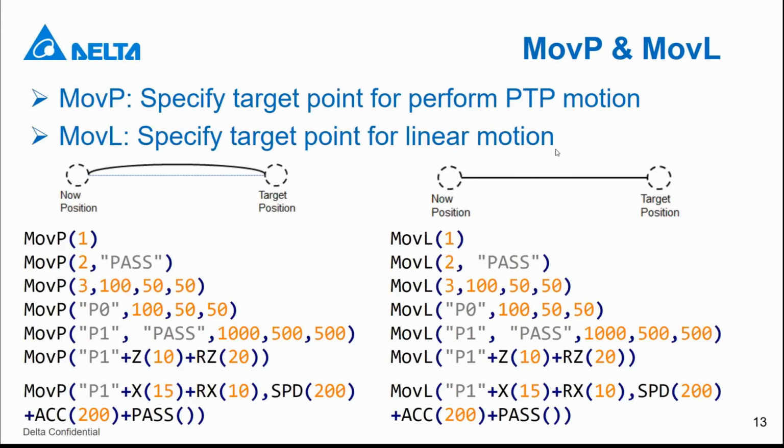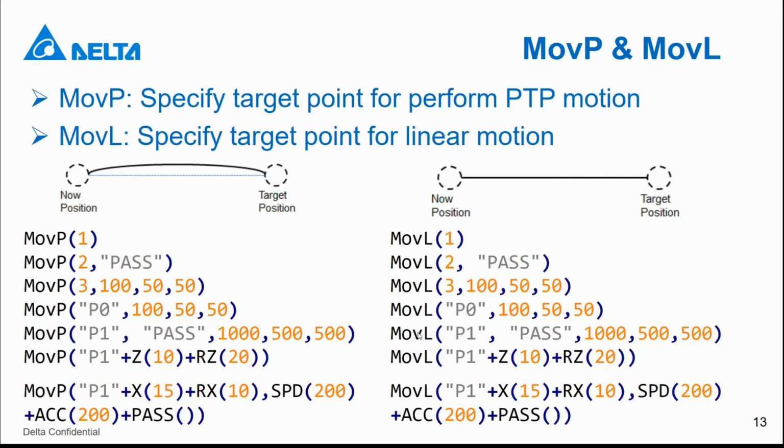And move L is a linear motion. Because it's a linear motion, it will try to maintain the path between the target and the current position as a line. So that's the difference between move P and move L.